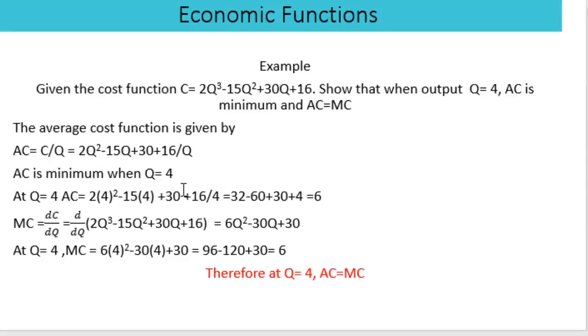Then at Q equal to 4, we can find the value of AC. Likewise, we can substitute Q equal to 4 into the average cost function, then find out the marginal cost function, then find the value of marginal cost function at Q equal to 4. Therefore, at Q equal to 4, marginal cost equal to average cost.